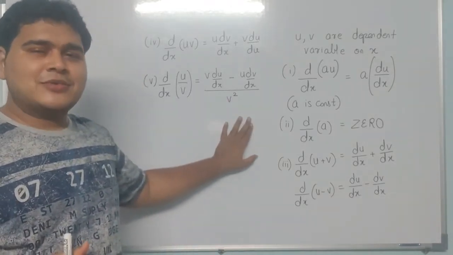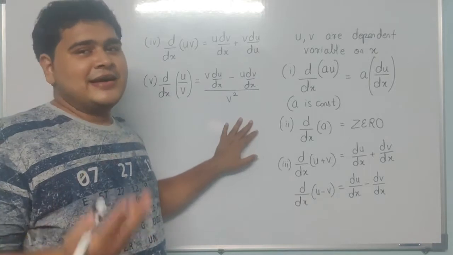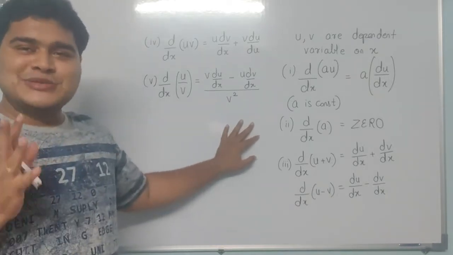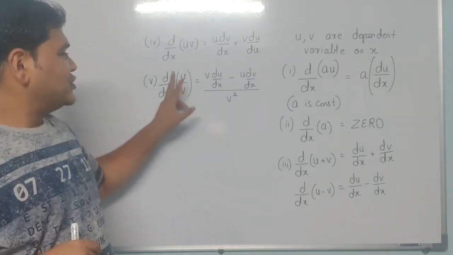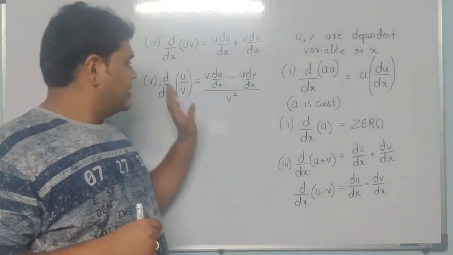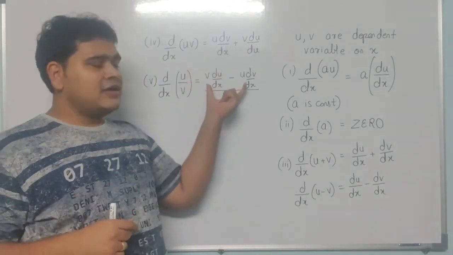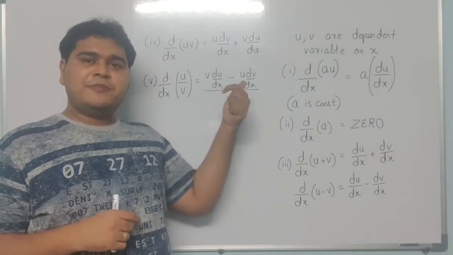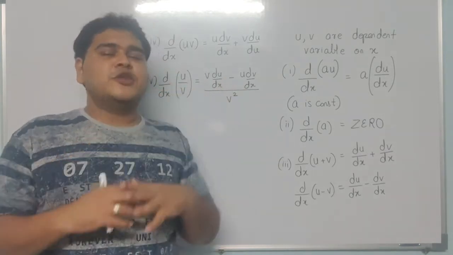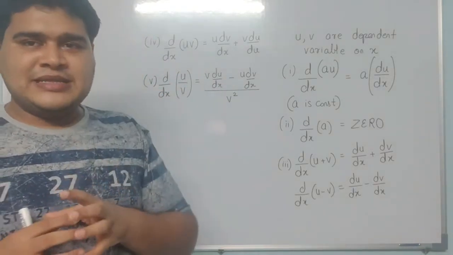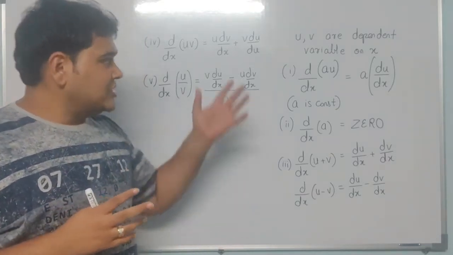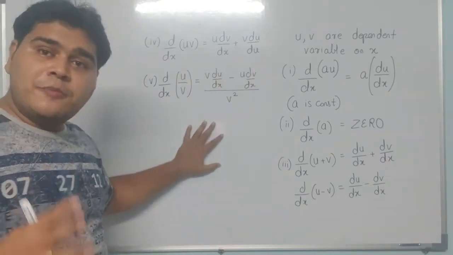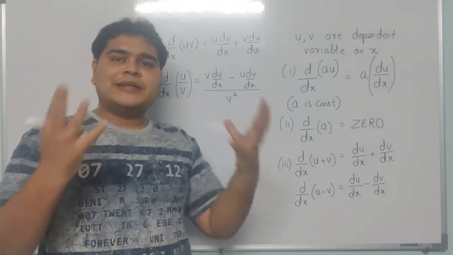Now this is something a little complicated, I understand and I agree, but this is how it is, you need to remember it. So for u by v, the derivative will be the similar thing, flipped with a minus sign, but in the denominator we have v square. That's something which is extra. So these are certain properties which you need to apply when you get certain complicated equations.